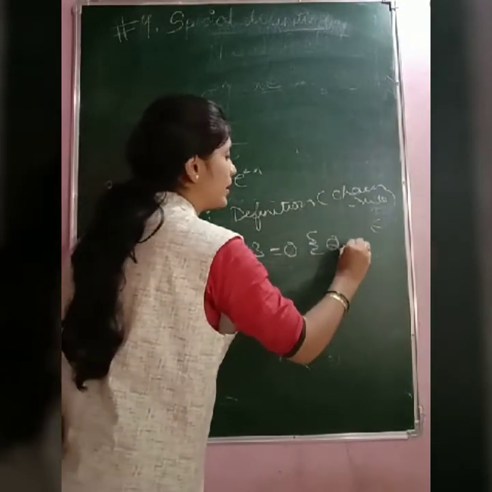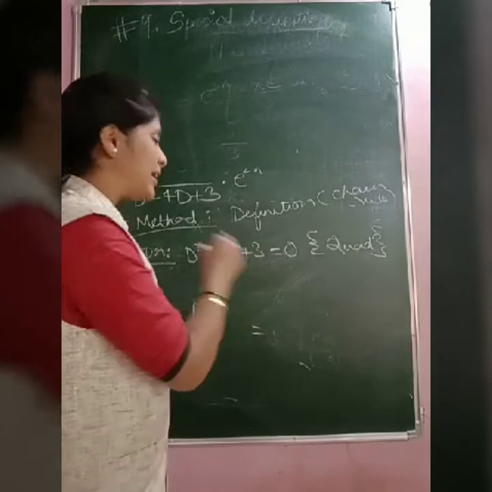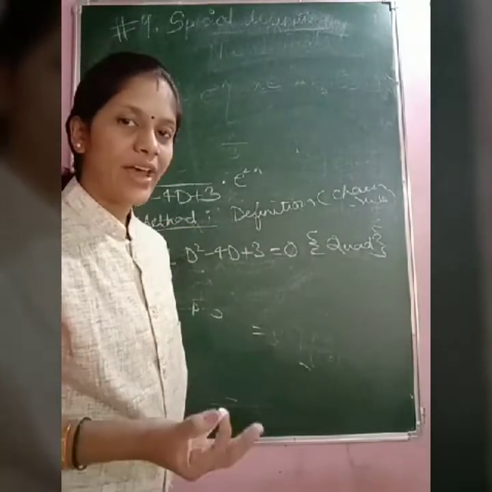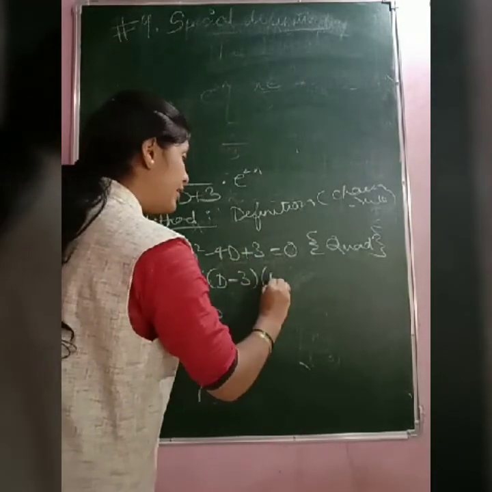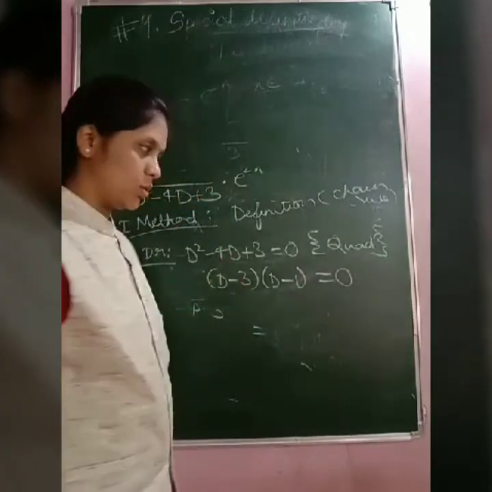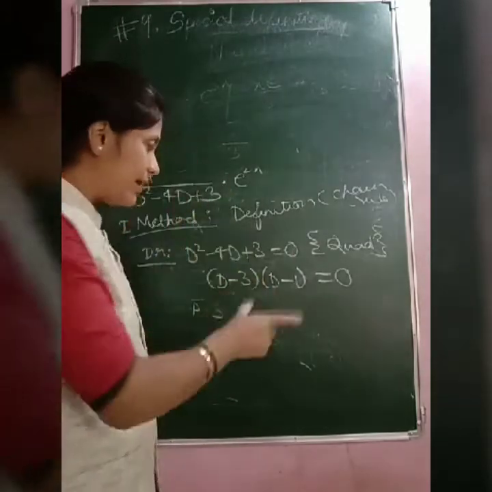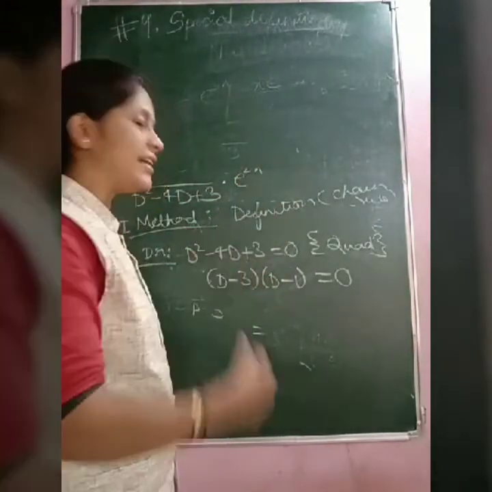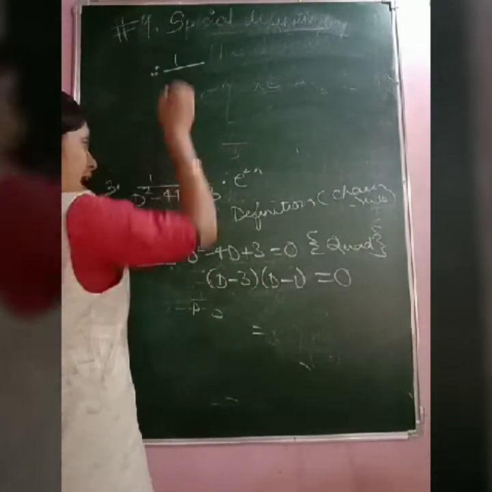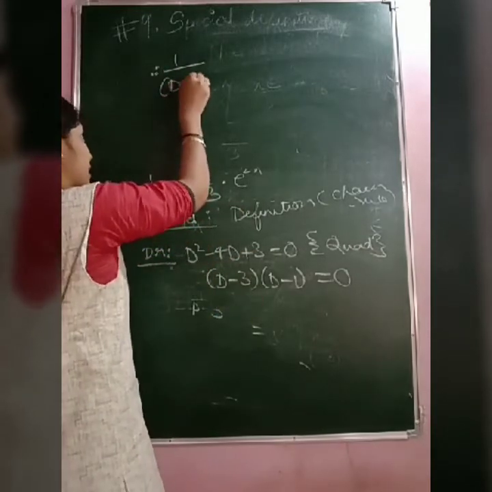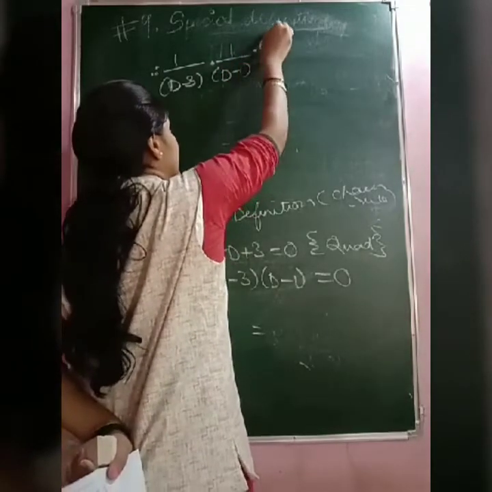So this happens to be a quadratic equation, which can be solved by the factor method. Multiplication 3, addition minus 4. What are the factors? Minus 3, minus 1. So this can be written as D minus 3, D minus 1 equal to 0. Right? So now we are going to solve this by two methods. Firstly, let us follow chain rule. Therefore, 1 by D minus 3 and 1 by D minus 1 of e raised to 2x.